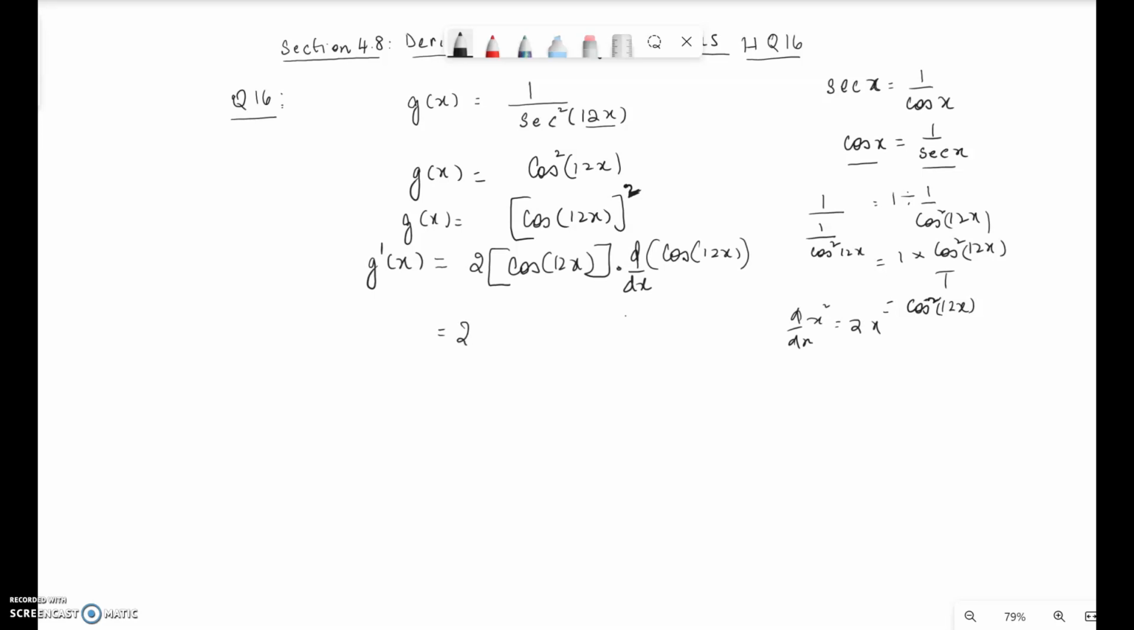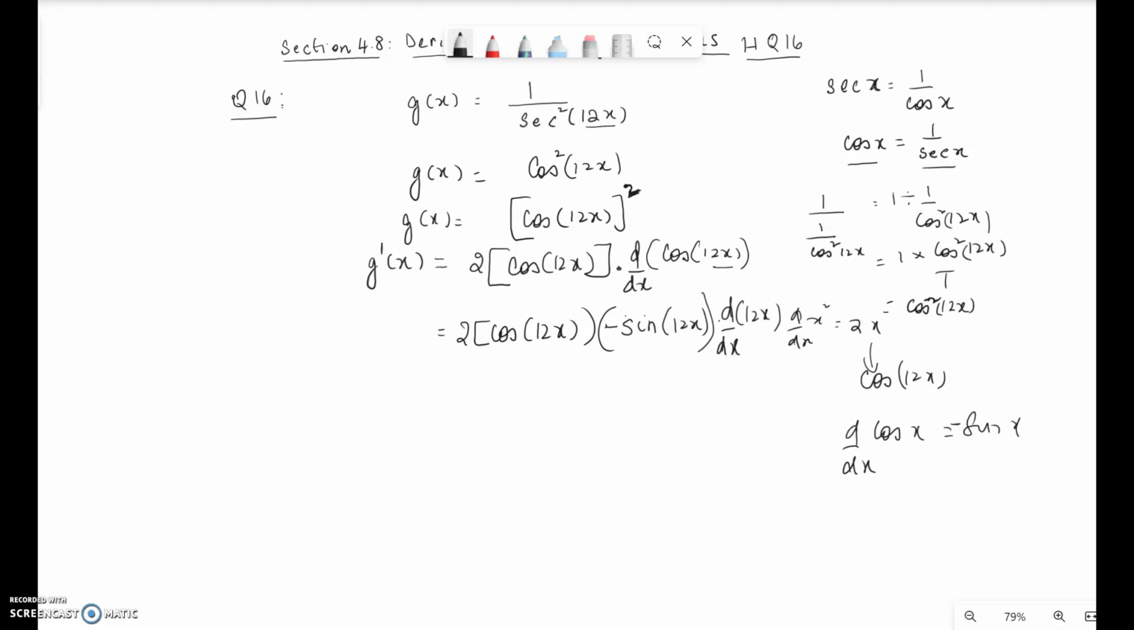This is equal to 2 cosine of 12x times d by dx of cosine of 12x. Notice that the outer function is cosine of x and d by dx of cosine of x is sine of x. However, it is not an x, so it's a negative sine of x. So it's times negative sine of 12x. There is one more inner function that we need to differentiate, and that is 12x.